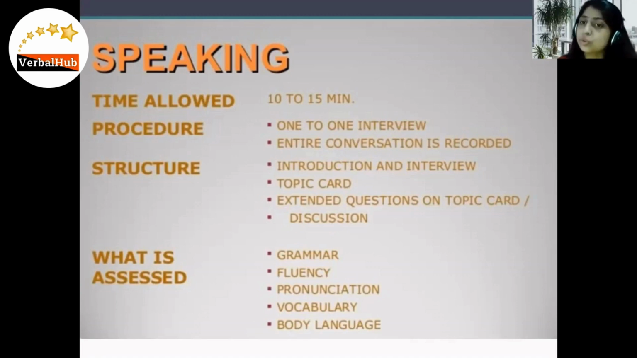Now let's move to part 3. In part 3, the questions will be discussion based. The discussion questions will be related to part 2, and simple questions again will be asked and your answer should be to the point. Don't beat around the bush, students. There you need to work on some aspects of the language like grammar, fluency, pronunciation, vocabulary and body language. All the things will work together.